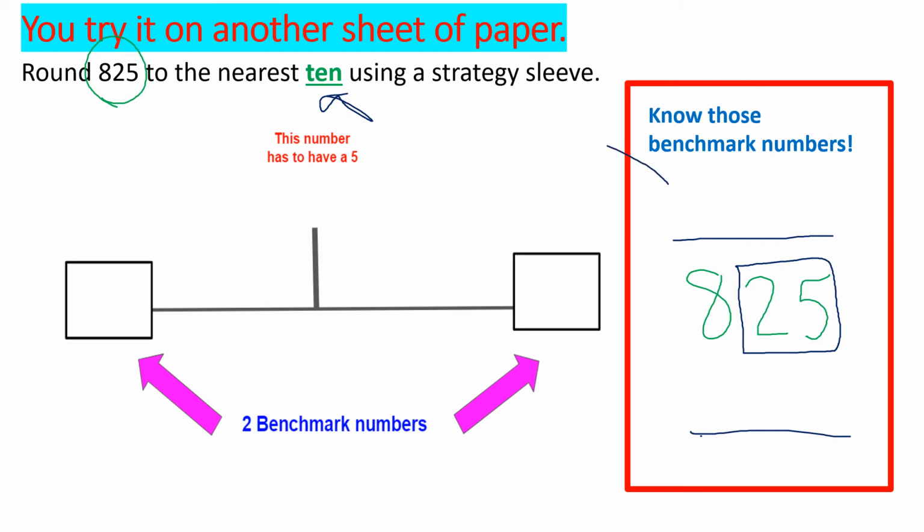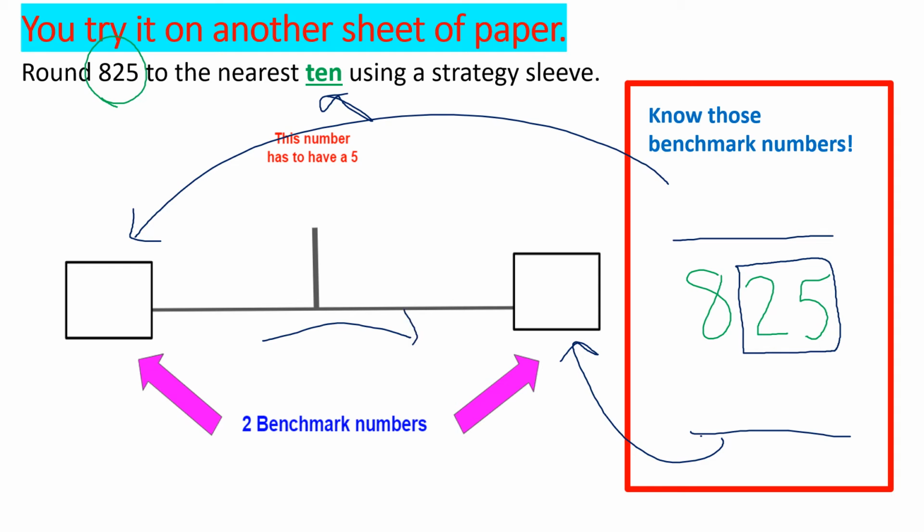Then I want you to take those 2 numbers and I want you to put them on your paper right there. I want you to mark 825 right here somewhere, and then I want you to circle which one it rounds to. Go ahead and do that on your paper now. You can pause this video and go ahead and do that.